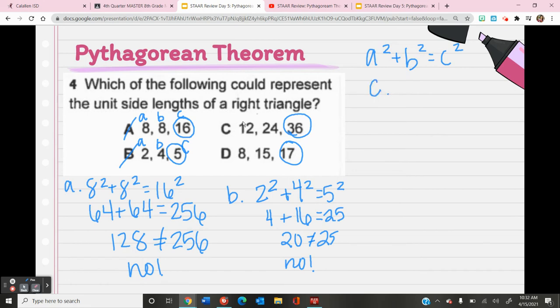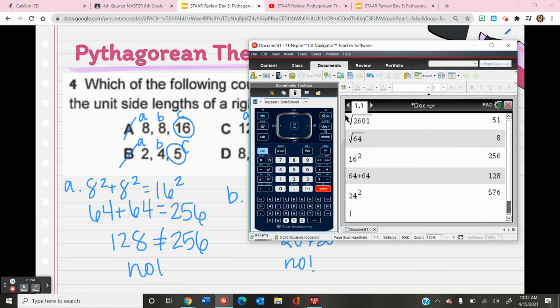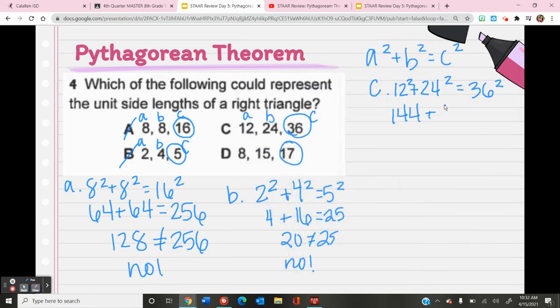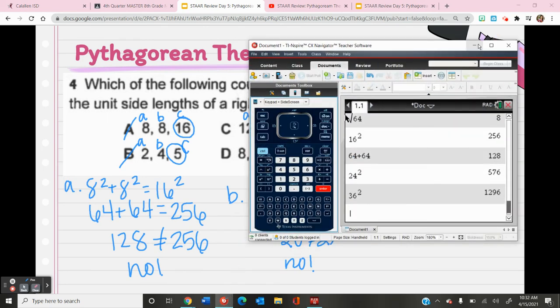Then we have C. So again, 36 would be our C, 12 would be A, and 24 would be B. So for A squared, we have 12 squared, plus B squared, we have 24 squared, and this equals C squared, which is 36 squared. So going ahead and simplifying this, 12 squared is 144, plus 24 squared, I don't know that off the top of my head. So 24 squared is 576, so 144 plus 576 equals 36 squared, which is 1296.